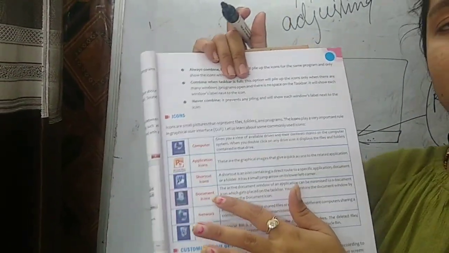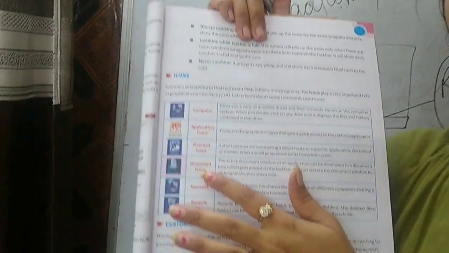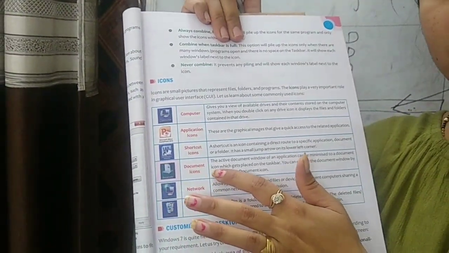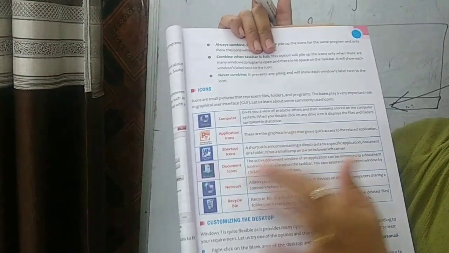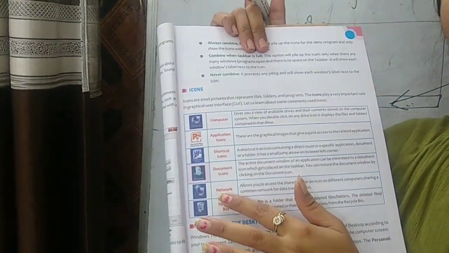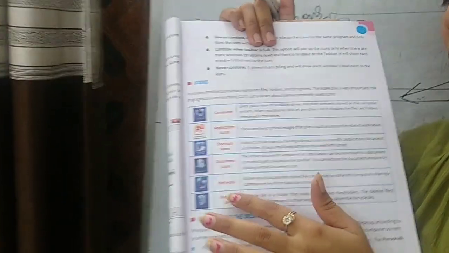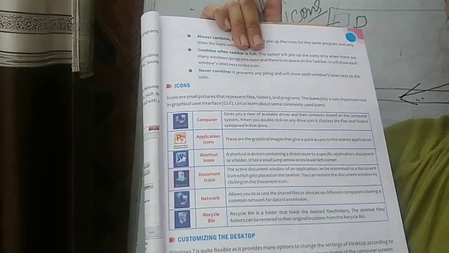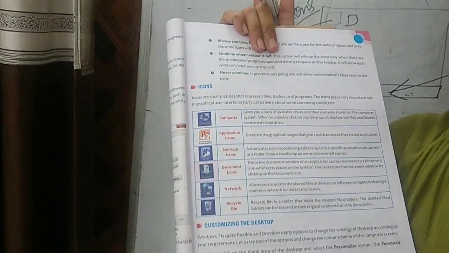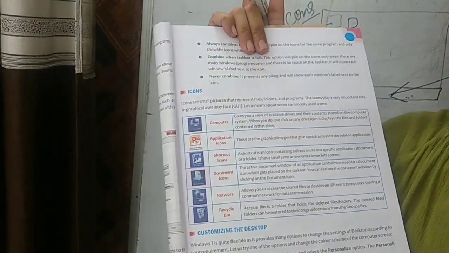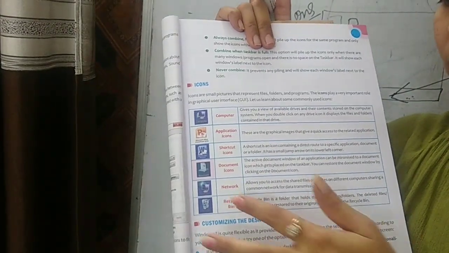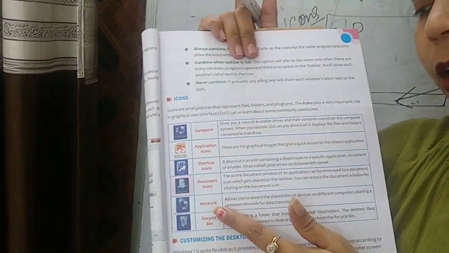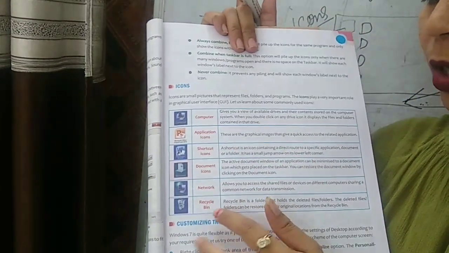The Documents icon is there. This stores all the documents of your computer, like files and other documents. The Network icon is there. Using this icon you can connect your computer to a network, meaning if any kind of internet or any other network is available, you can connect your computer to it using this network icon.